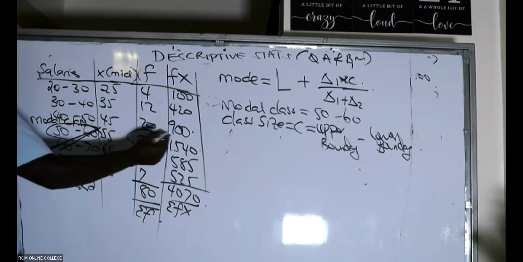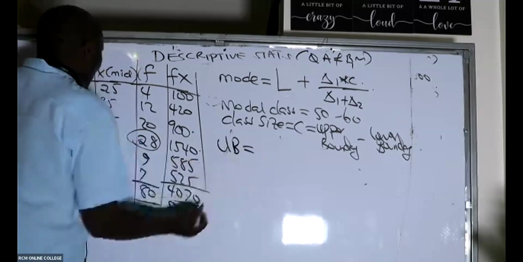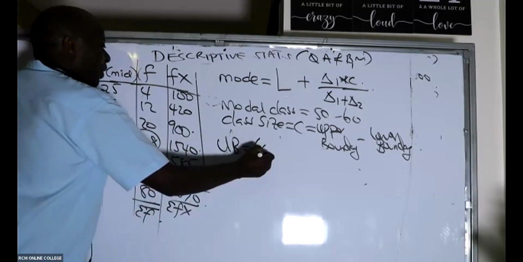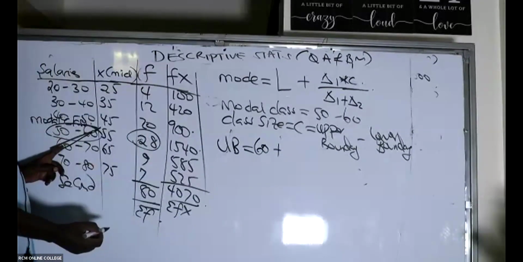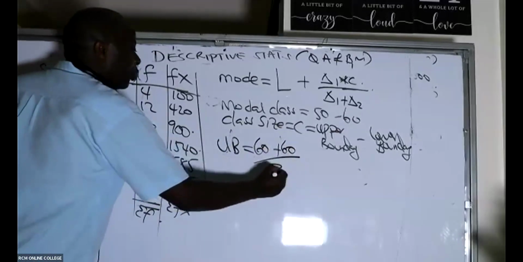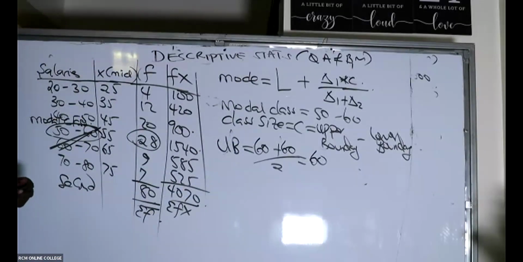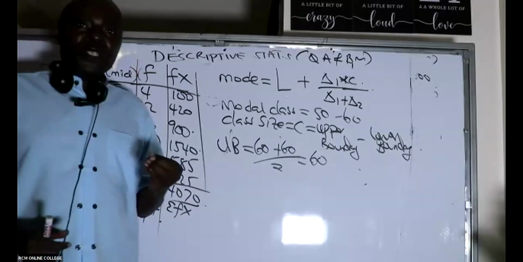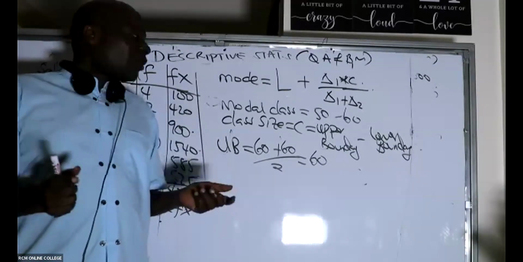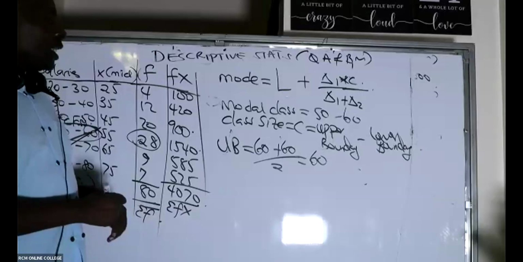So how do I get the upper boundary, UB? I will take this 60 plus the other 60 here, and divide by 2, which will still give me 60. Most of these classes will be like 50 to 59, and then 60 to 69. Then I would have taken 59 plus 60 divided by 2 and gotten 59.5. But fortunately here, our values are continuous, which is why we're getting exactly 60. So that is the upper boundary.